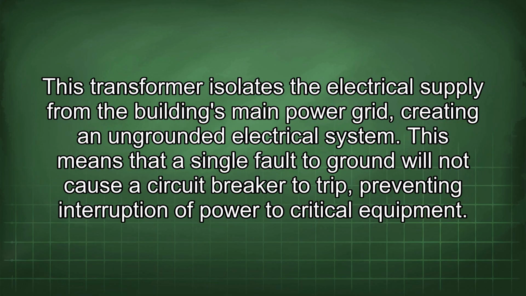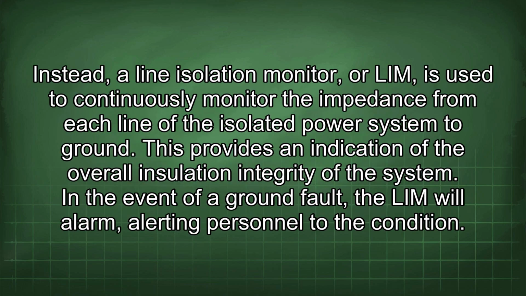The core of an isolated power system is an isolation transformer. This transformer isolates the electrical supply from the building's main power grid, creating an ungrounded electrical system. This means that a single fault to ground will not cause a circuit breaker to trip, preventing interruption of power to critical equipment. Instead, a line isolation monitor, or LIM, is used to continuously monitor the impedance from each line of the isolated power system to ground.